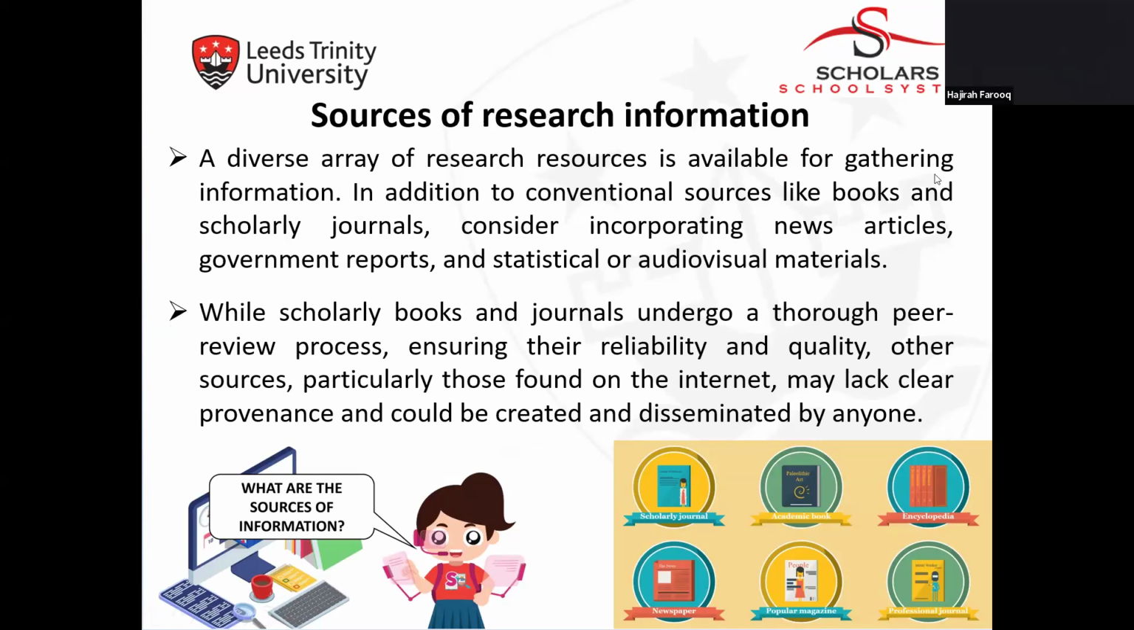There's a diverse array of resources available for gathering information in today's world. In addition to the conventional sources like books and scholarly journals, we can also consider incorporating news articles, government reports, statistical or audiovisual materials. While scholarly books and journals undergo a thorough peer review process, ensuring their reliability and quality, other sources, particularly those found on the internet, may lack a clear provenance and could be created and disseminated by anyone. So there's a higher risk of them being fake, not so trustworthy, or unreliable information.